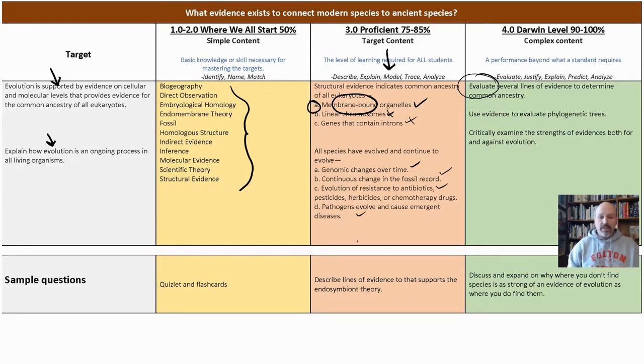As always, I try to leave sample questions or sample examples at the bottom of what to expect and what those things would look like. So we're going to revisit this at the end and see how we did.